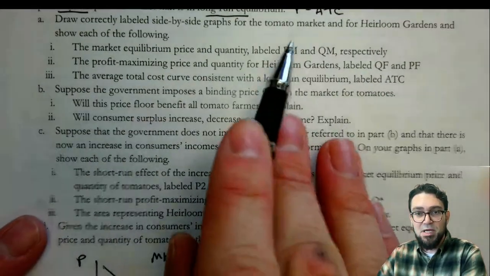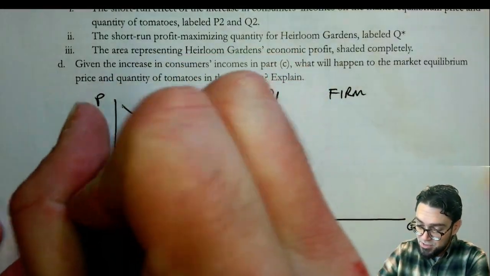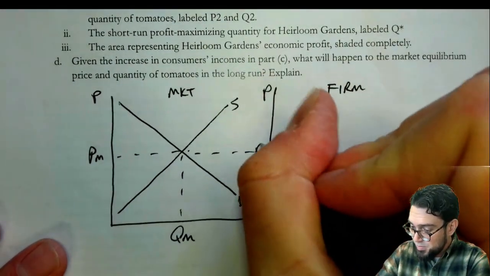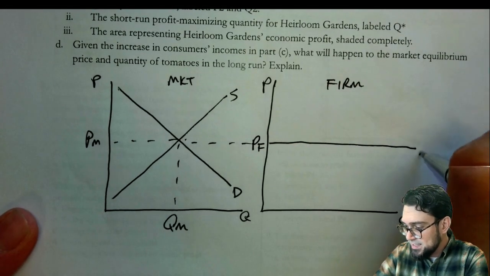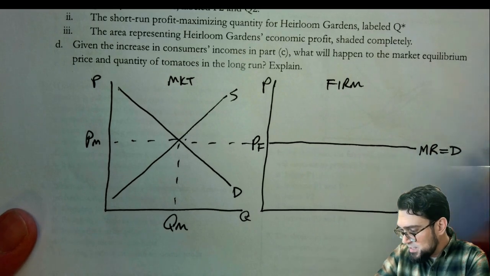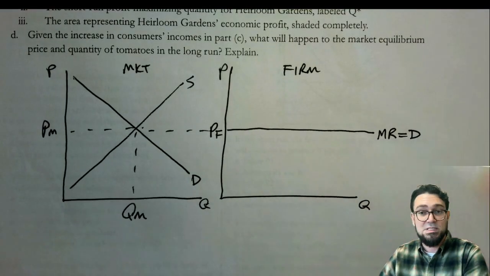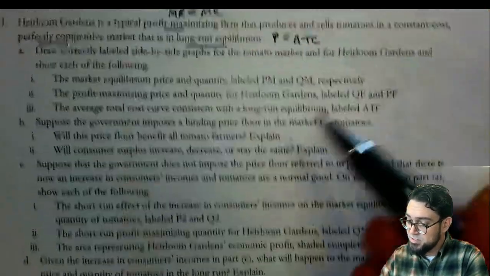Now, it does give us some labels: PM, QM for the market, QF, PF for the firm. So we're going to need to use those: PM for the market, QM for the market, PF, here's what the firm's charging, and we're going to draw a horizontal line and say that's equal to MR = D. Some of you might be in the habit of MR = D = AR = P. If you are, just make sure you put some equal signs in between the relevant parts. But for our purposes, this should take care of most of what we need here.